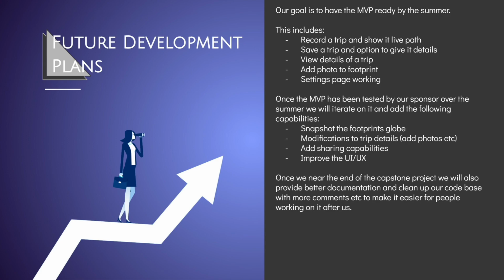Okay, so future development plans. Our goal with the application is to have it ready during the summertime. The app is able to record a trip and it's going to show a live path to it, so that way it's tracking the user's footprint. We'd also like our application to be able to hold pictures and add them to the footprint. That way the user is able to see where they've been, show what food places they've been to and what other areas of the trip they've been to.